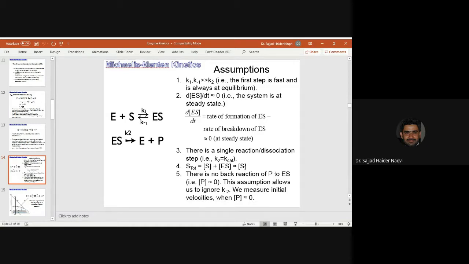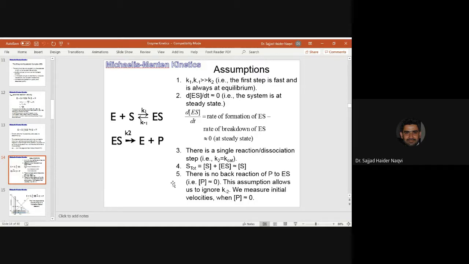What does that mean? That means whatever amount of substrate we have provided has already bound with the enzyme to make an enzyme substrate complex. And that is why we say it's approximately equivalent to the total substrate concentration.